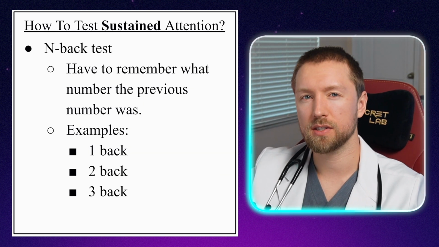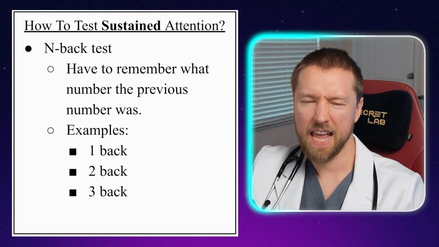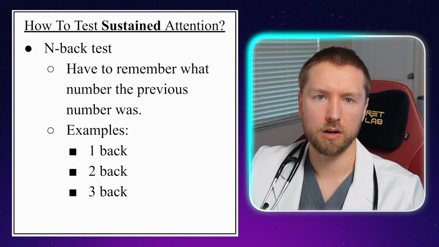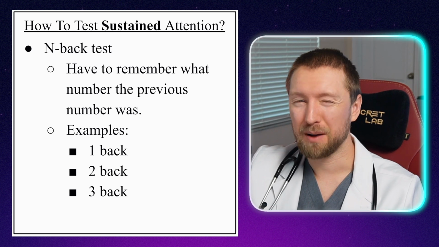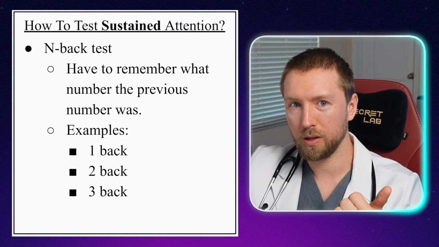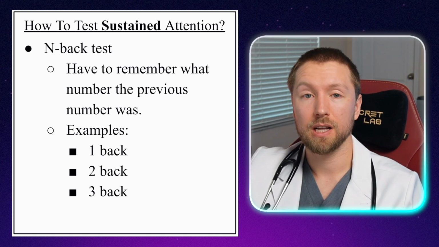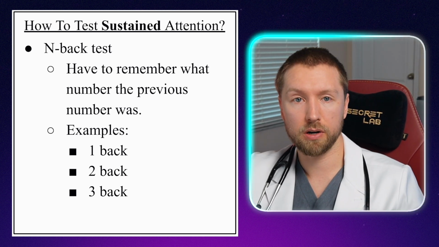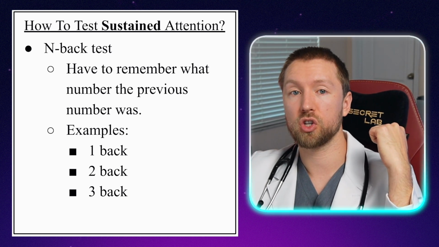But how do you test sustained attention? You use something called the N-back test. N basically stands for a number. And in this test, you would have to remember what the number was and how many N backs ago it was. So if it's a 1 back test, that means you would be shown one number and then you'd be shown a different number. And when you're shown that different number, you'd be asked, what was the number just back then?